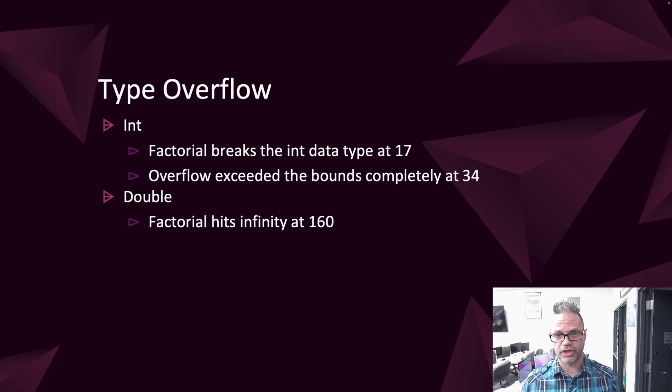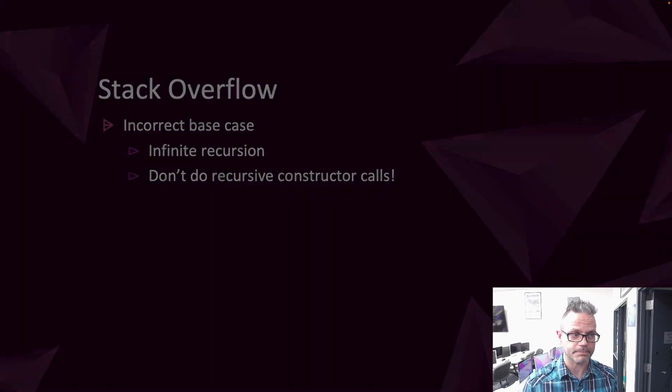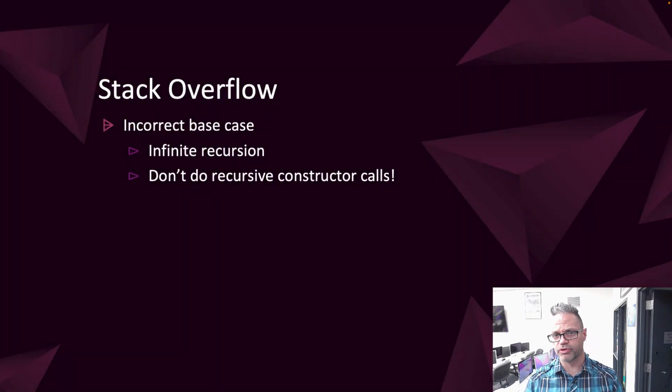So again, when we're working with numbers that get so big so fast, we have to talk about overflow. Now, stack overflow is the problem we want to avoid with recursion. This means we had an incorrect base case. We didn't properly have a value that stopped what we were working with.